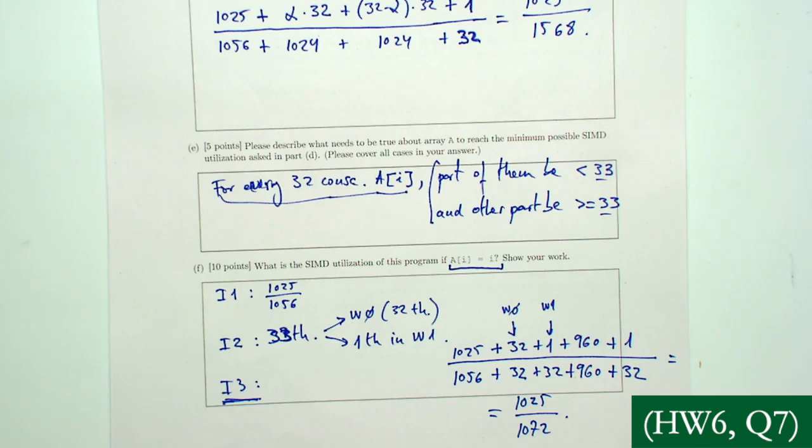Yes. In your lecture, you discussed that there's dynamic warp forming. So in this case, they would be merged into one warp. Yes. Well, that's assuming that there is dynamic warp forming. This doesn't hold here.